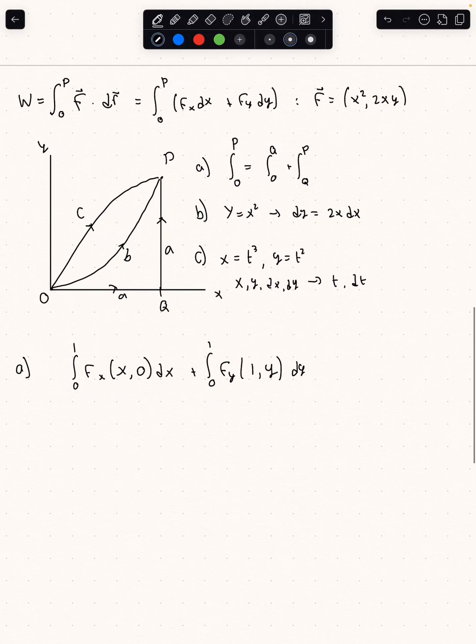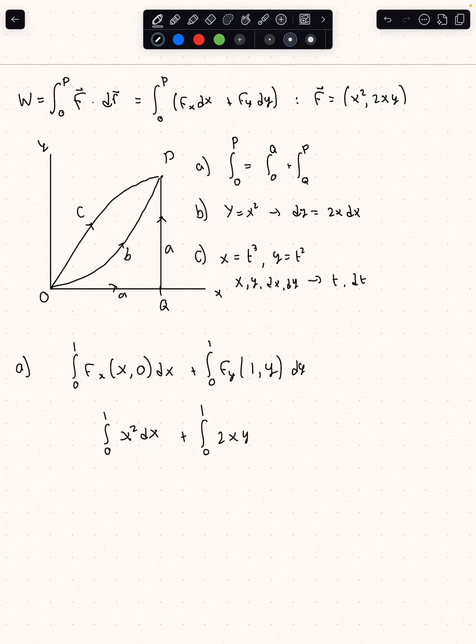Now, actually putting in our expression for F, x squared and then 2xy, we find that we'd have 0 to 1. This would just become the integral of x squared dx. Here, integral from 0 to 1, our F of y becomes 2 times x times y dy. Now our x in this is just 1, so our x value down here will simply take on the value of 1.